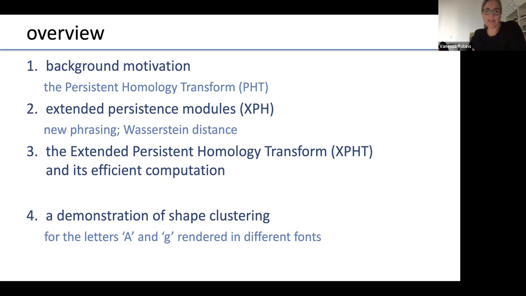And then I'm hoping to cap off with a demonstration of how this transform and the Wasserstein distance between transforms can be used to do shape clustering. And the illustration we're using is just a very cute toy one where we've rendered letters using different fonts and we can distinguish different features of the fonts. So that's kind of cute.